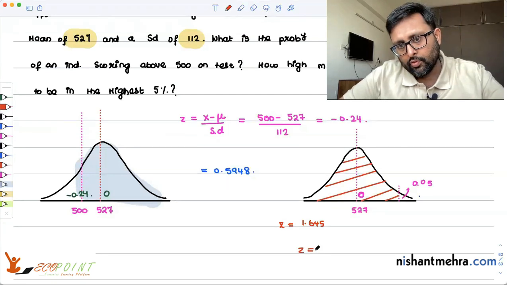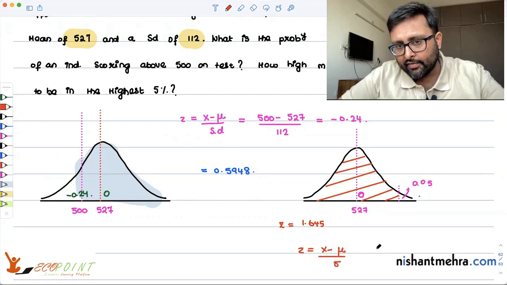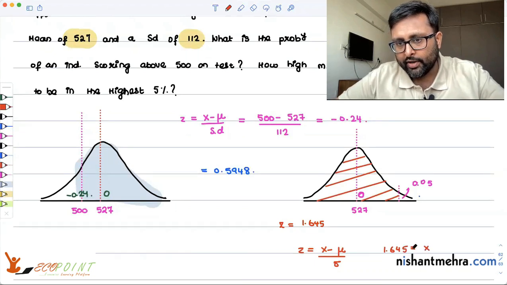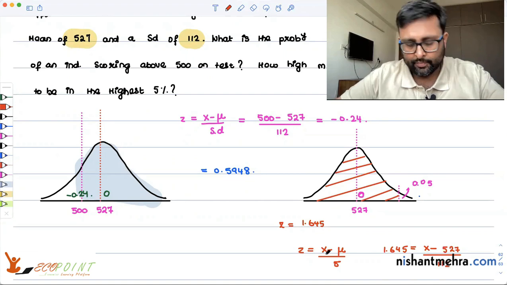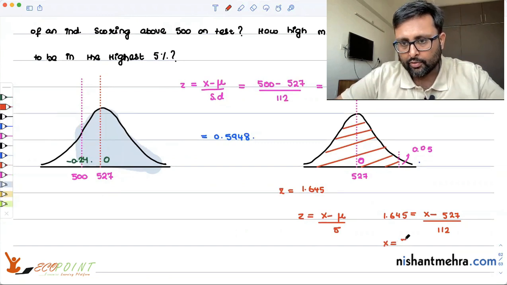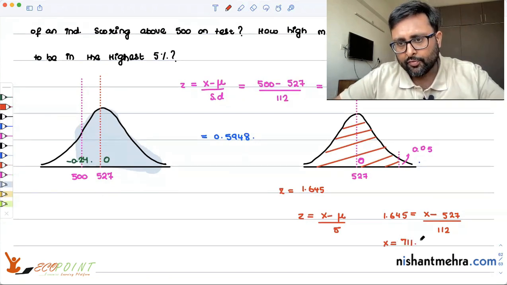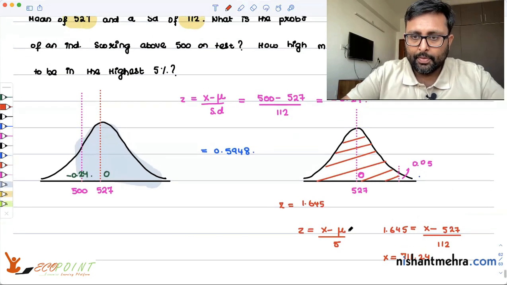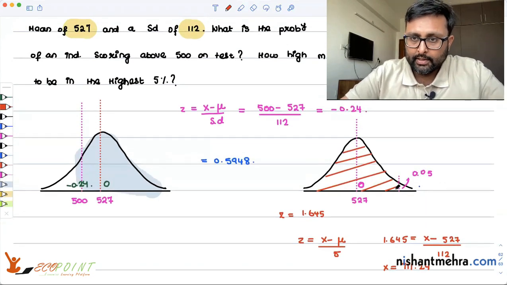So what will be the value of X then? I had the value for Z, which is 1.645. I need to find out the equivalent value of X. Mu is given to me, which is 527. And standard deviation is also given to me, which is 112. So once I calculate this, I have X coming out to be 711.24. So if the person wants to be in the top 5% in the test, he has to score above this. So equivalent X score is 711.24.